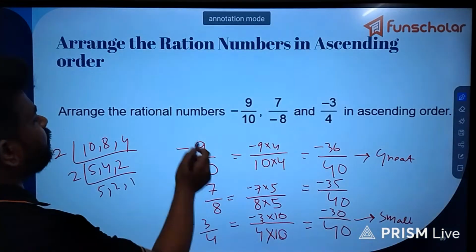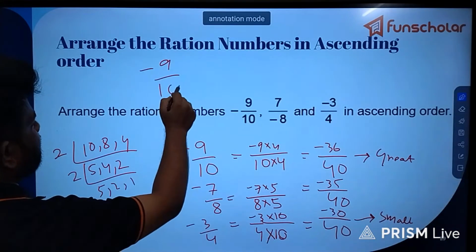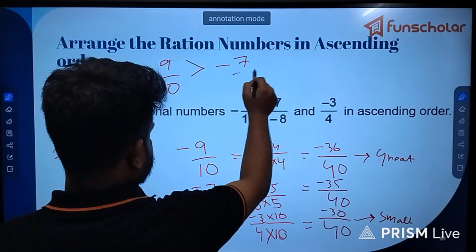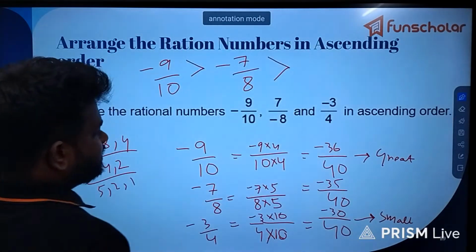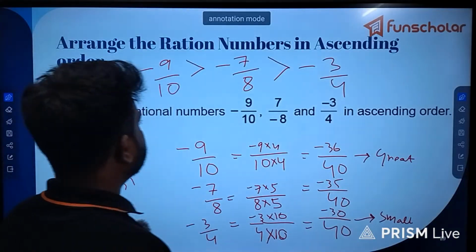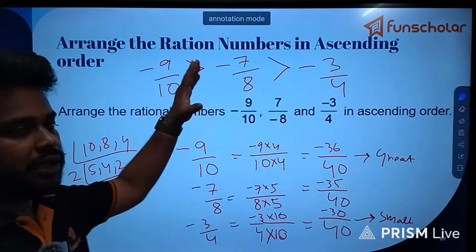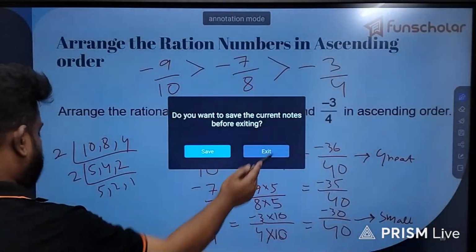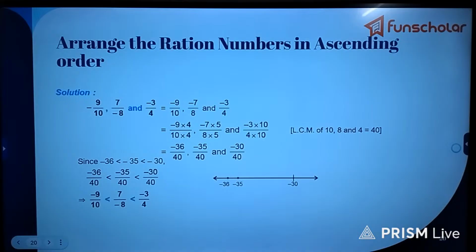So it means that minus 9 by 10 is greater than minus 7 by 8, and minus 7 by 8 is greater than minus 3 by 4. This will be the final ascending order of this given sum. Okay. So next one, yes, they have done it like this, okay, and they have also used, oh no, they didn't use it.